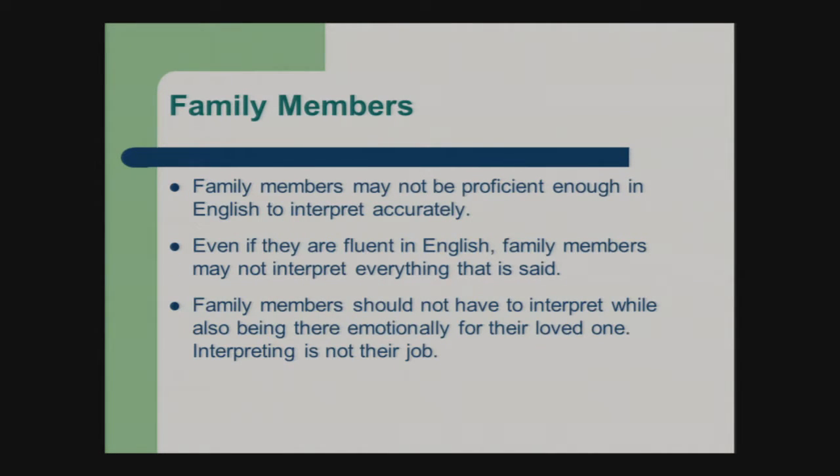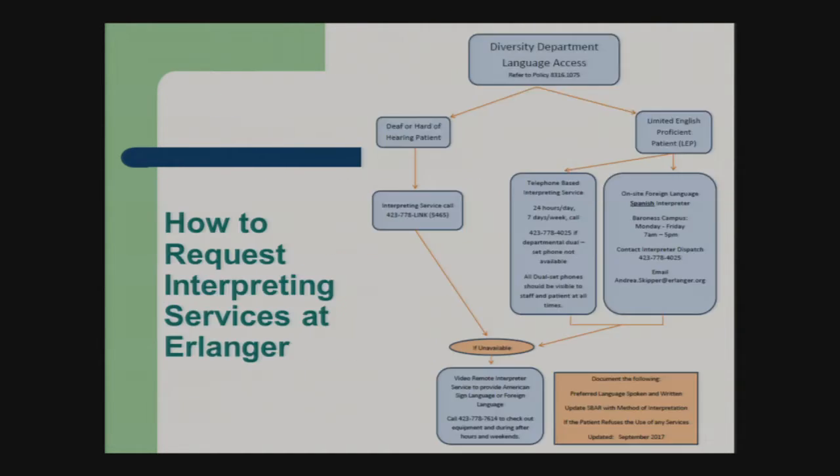Family members may not be proficient enough in English to interpret accurately. Even if they are fluent in English, family members may not interpret everything that is said. Family members should not have to interpret while also being there emotionally for their loved ones. Interpreting is not their job.